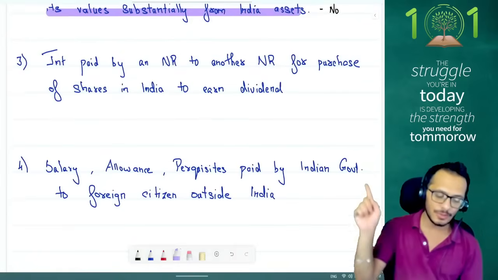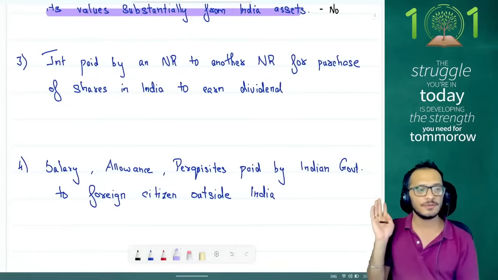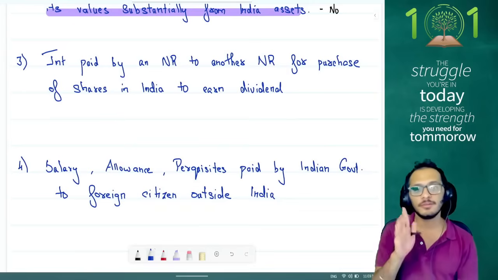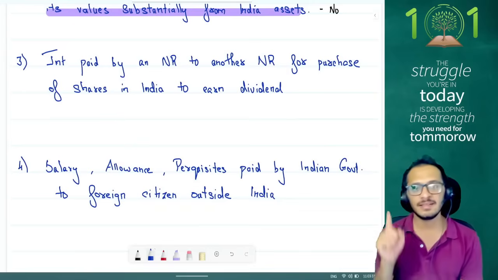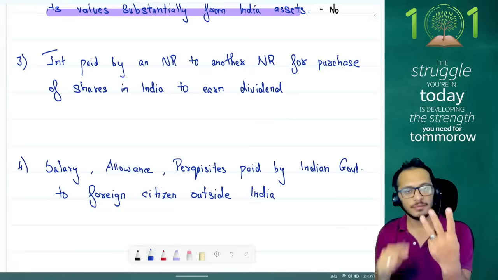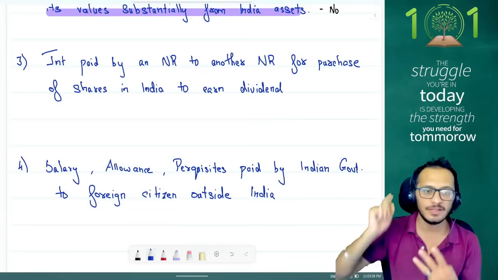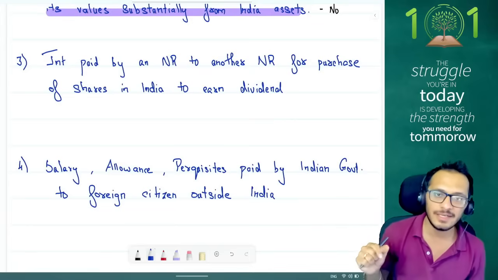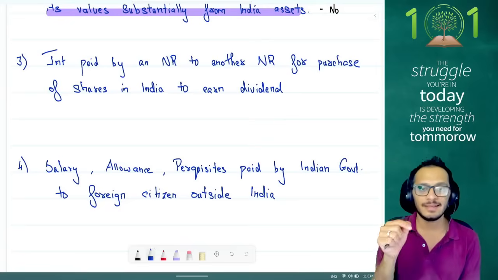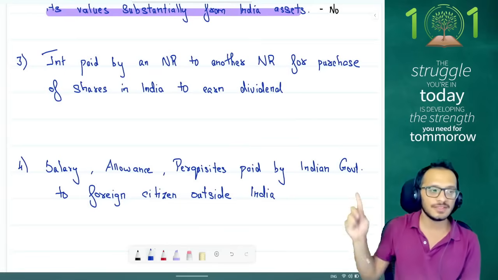Third, when it comes to interest paid by an NR to another NR for purchase of shares in India to earn dividends. People, when it comes to NR to NR, normally what happens? Questions come and say that when an NR is giving money to an NR, it is taxable in India for three components: interest, royalty, and FTS. All the three components are taxable in India if the business or profession or the other sources income is generated in India. Only one exception is there, which is interest.